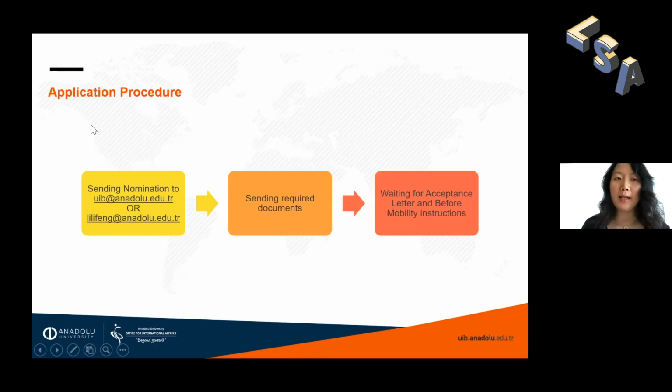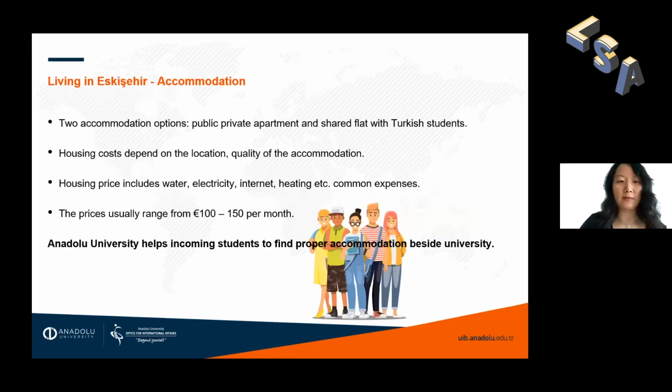You can send your application to UIB, uib@anadolu.edu.tr, or just to me, lilifan@anadolu.edu.tr. After you send your nomination, we will send you a required documents list. Then after you complete all these documents, I will send you an acceptance letter and pre-mobility instructions on how to come to Turkey and apply for a visa.